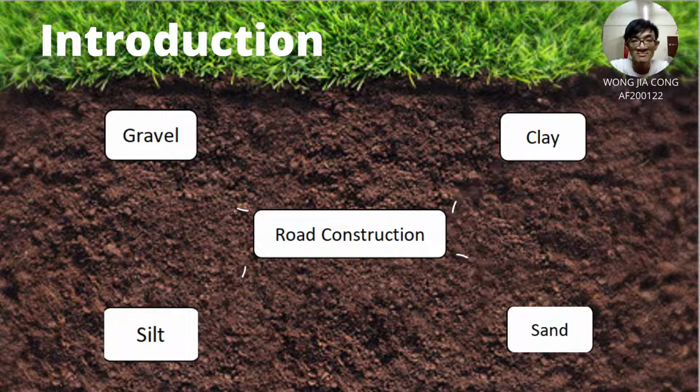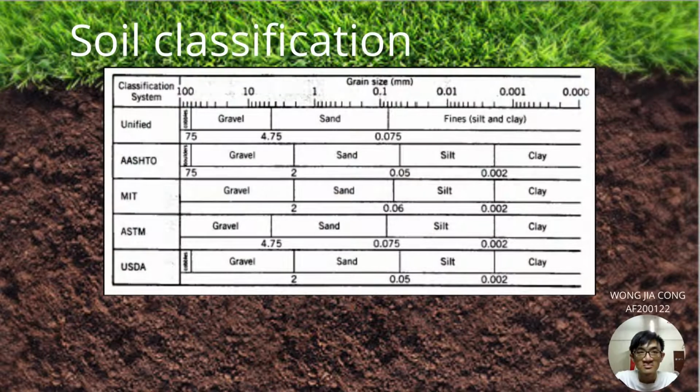There are some types of soil which can be used in the construction of roads, for example, gravel, sand, silt, and clay. Soil classification is important in geotechnical engineering. This is because different classes of soil will provide different properties such as shear strength, permeability, compressibility, and so on. There are two major characters, which are textural classification and engineering behavior.